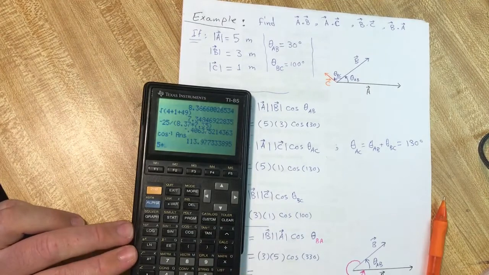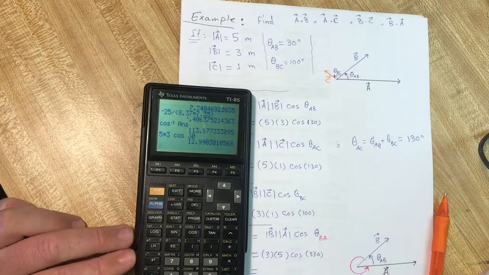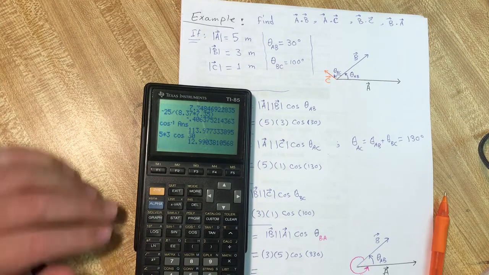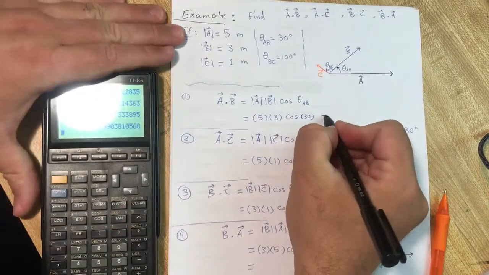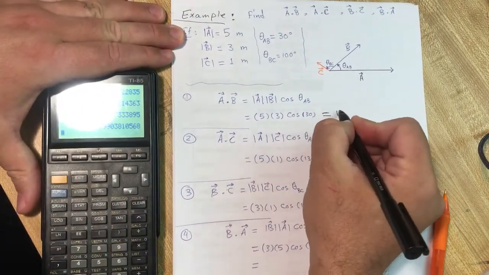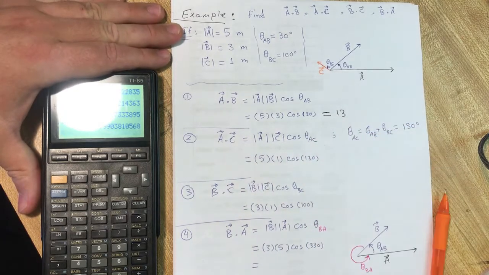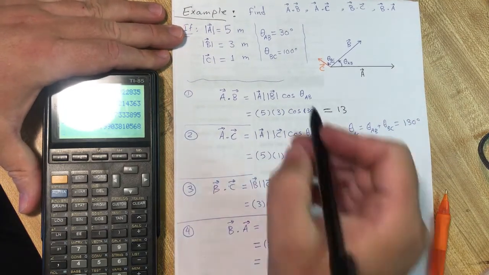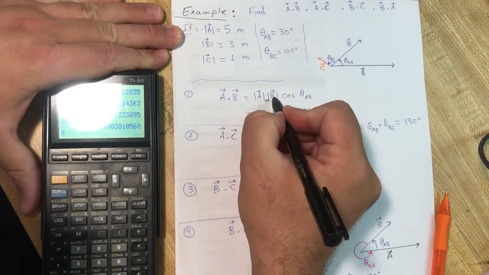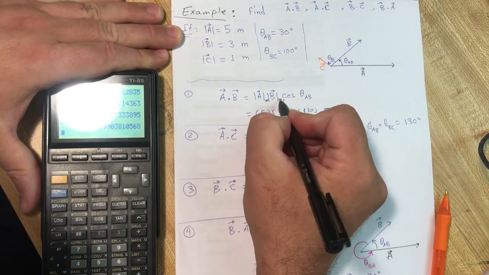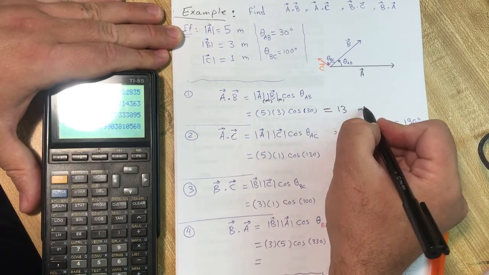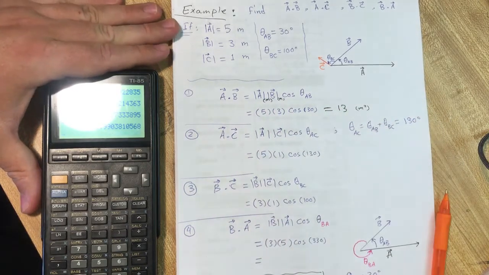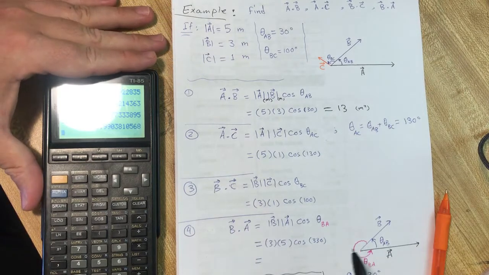5 multiplied by 3 multiplied by cosine 30, which is equal to 12.99. It is almost 13. Okay? And if the unit of A is meter and the unit of B is meter and cosine is unitless, then the unit here is meter squared. Okay? This is a way to find the area.